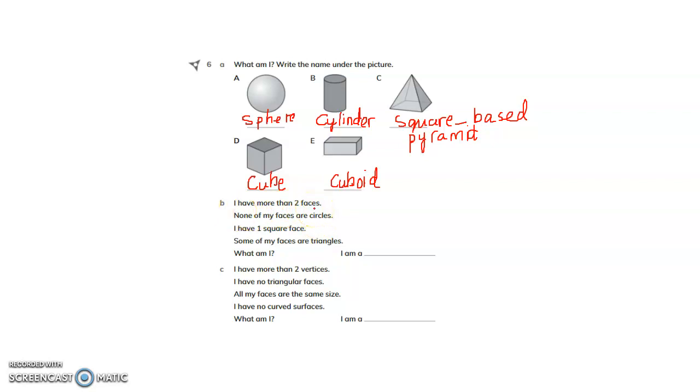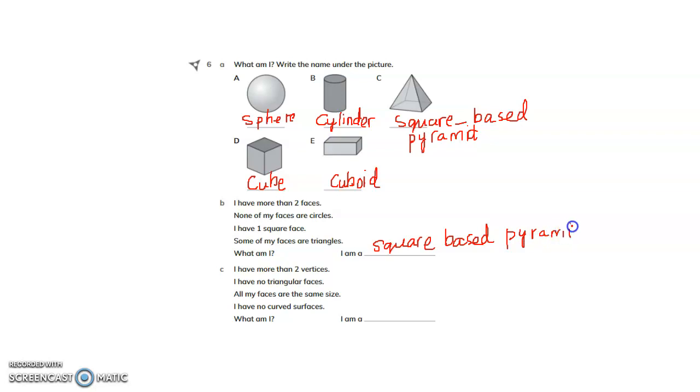I have more than 2 faces. How many faces does a square based pyramid have? 4 triangular faces and 1 square face. So 4 plus 1, 5 faces. None of my faces are circles. I have one square face. The base is a square. Some of my faces are triangles. Apart from the base, all the other faces are triangles. So what am I? I am a square based pyramid.